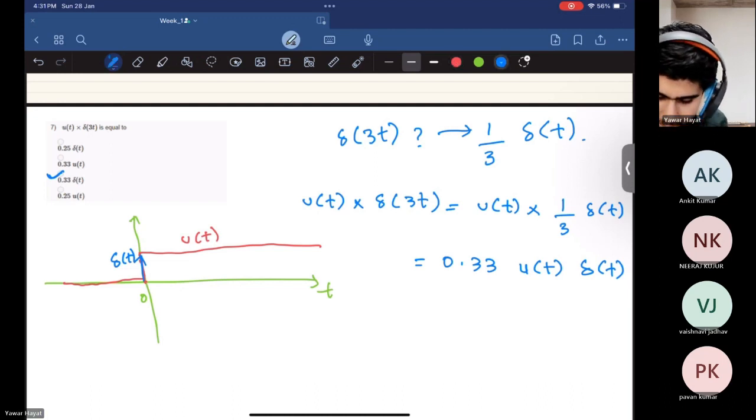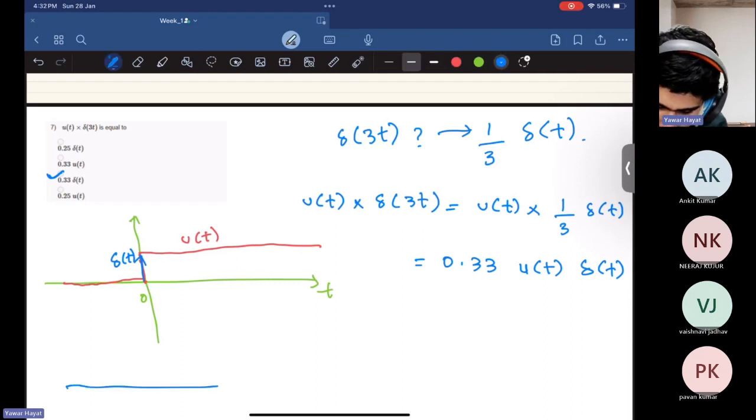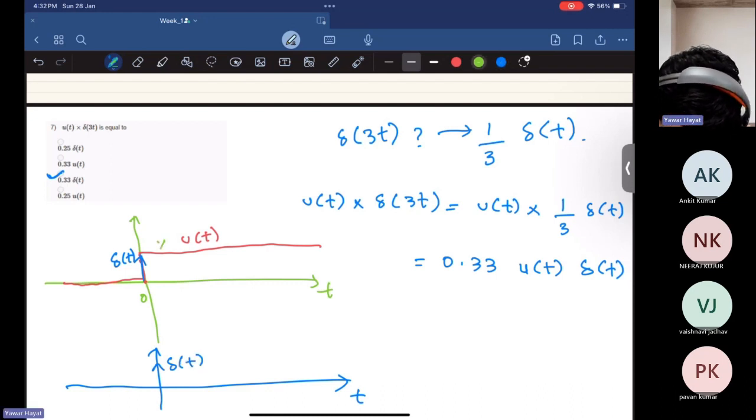Now, when you take the product of these two functions, delta of t is 0 throughout this region, right? It's 0 throughout this region. Can you now see why delta of t times u of t is equal to delta of t, right? In other words, what will this product be? This product will be nothing but a delta of t, right? If I take a product of these two functions.